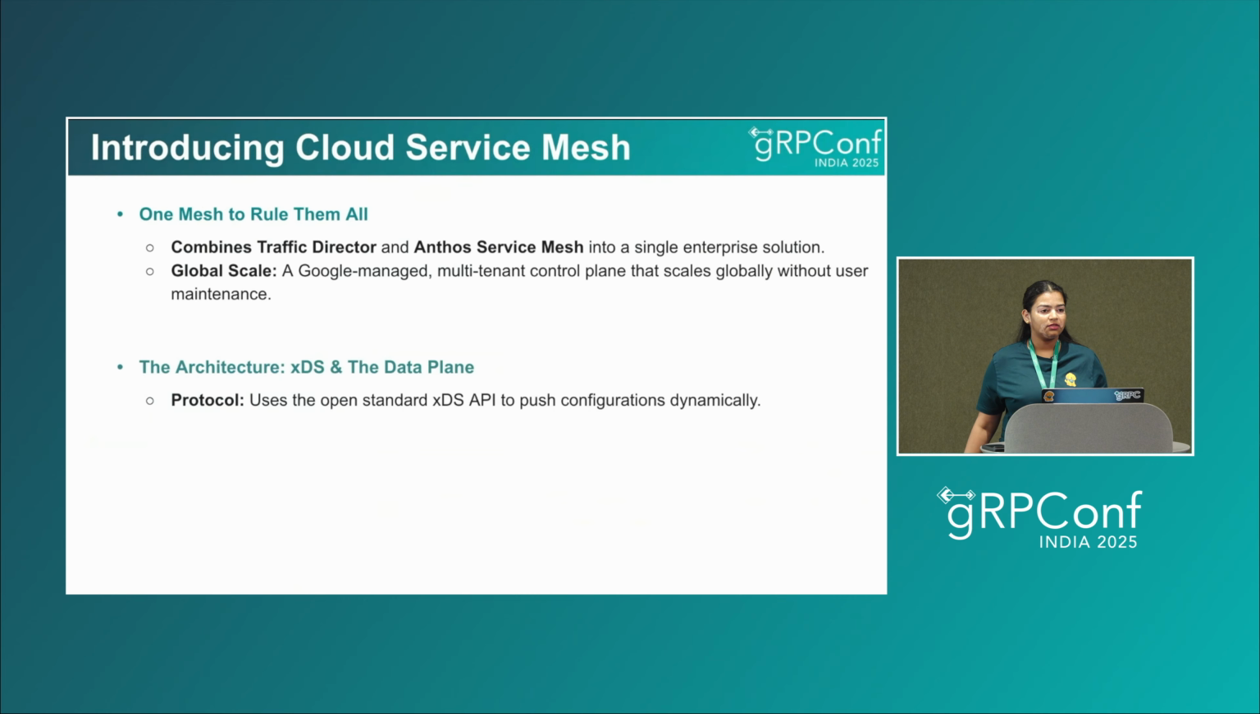Now you know what serverless platforms are, let's move on to Cloud Service Mesh. To make this serverless vision work, we need a brain to coordinate the traffic, and that brain is Cloud Service Mesh. A service mesh is a dedicated infrastructure layer that handles service to service communication. Cloud Service Mesh unifies Traffic Director and Anthos Service Mesh, providing a Google managed control plane that scales globally. CSM uses the xDS API for dynamic configuration and supports a proxyless mode that is ideal for gRPC on Cloud Run.